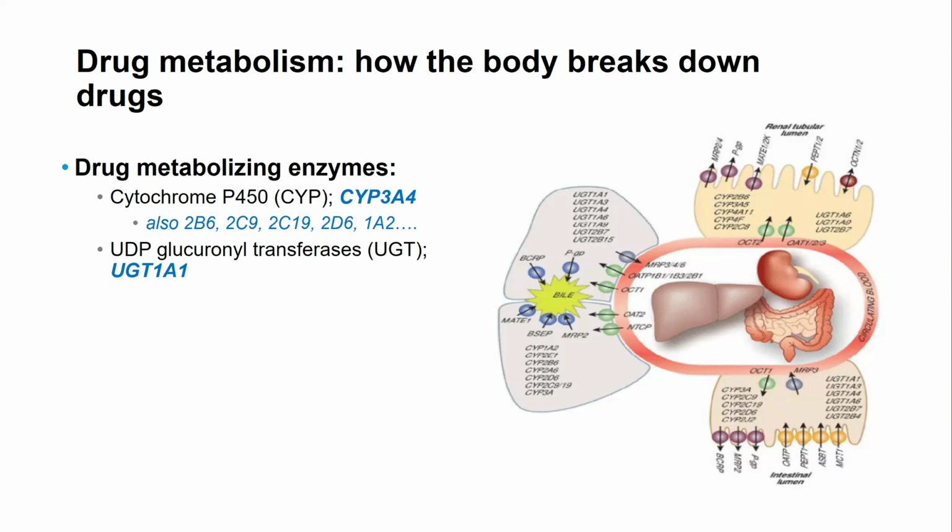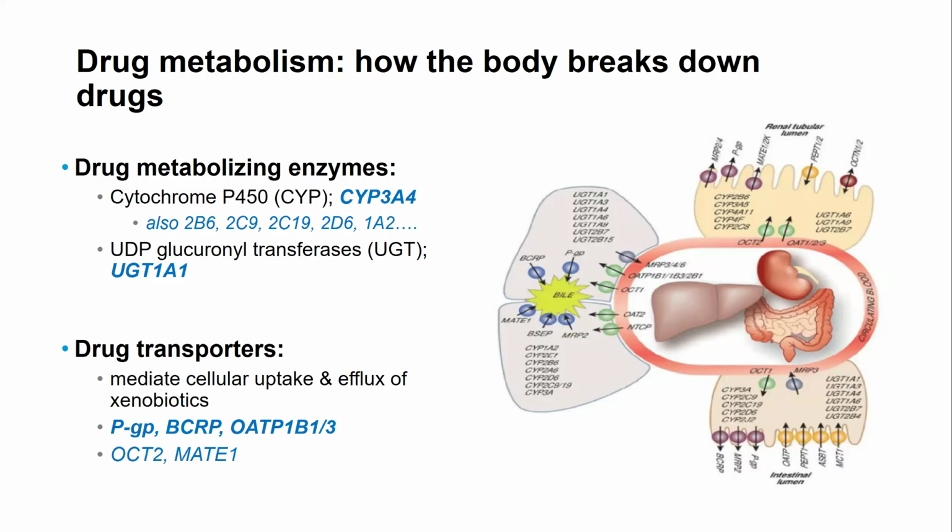UDP glucuronyl transferases, or abbreviated as UGT enzymes, are involved in glucuronidation of compounds in order to make them more hydrophilic or water-soluble, and thus easier to eliminate in the urine or bile. A common UGT enzyme relevant for drug-drug interactions, particularly with antiretrovirals, is UGT1A1.